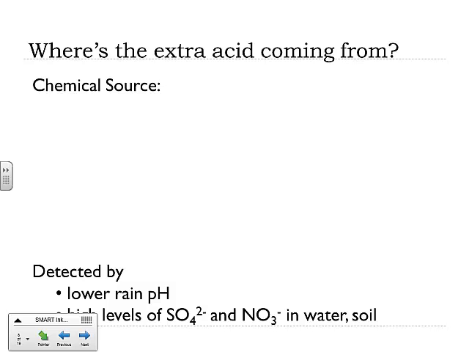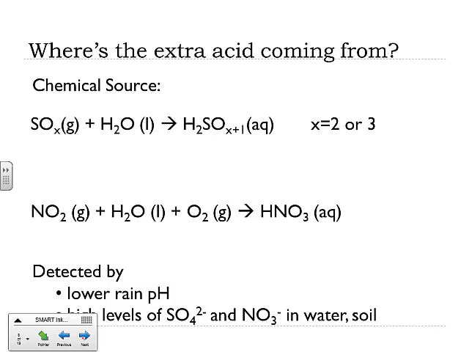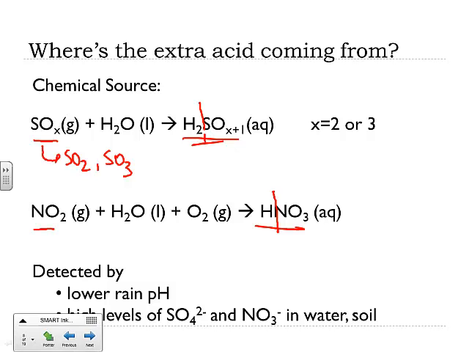So the question is, where is the extra acid coming from? And there's all sorts of chemical sources, right? We said that SOXs like SO2 or SO3 are acid anhydrides. We said that NO2 are acid anhydrides, right? These make acids. You can see the H+ up front. So the extra acid in the rain comes from SOXs and NOXs.